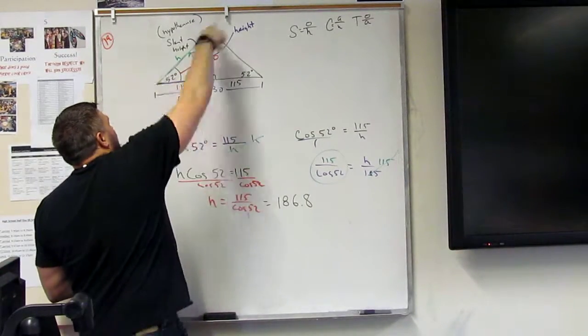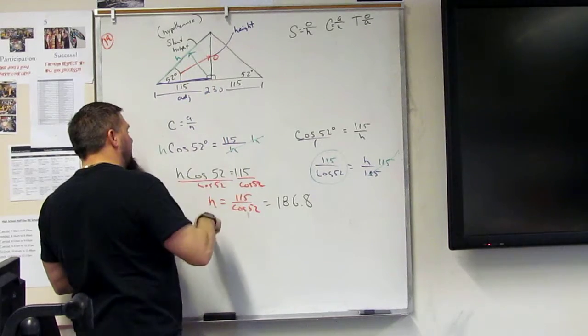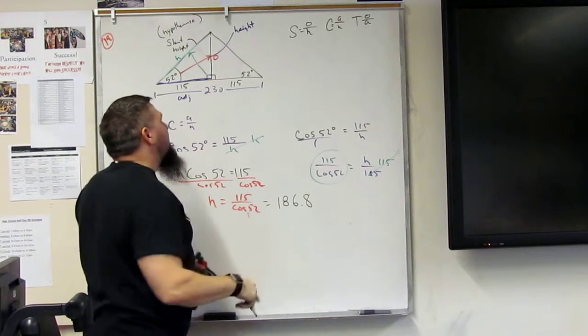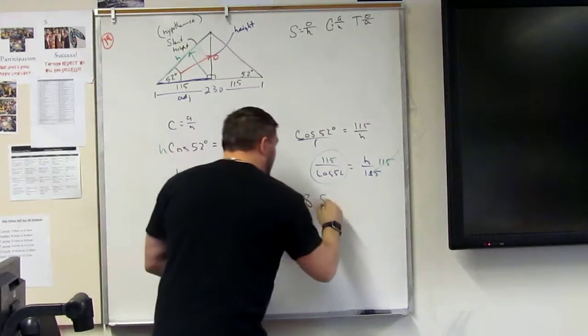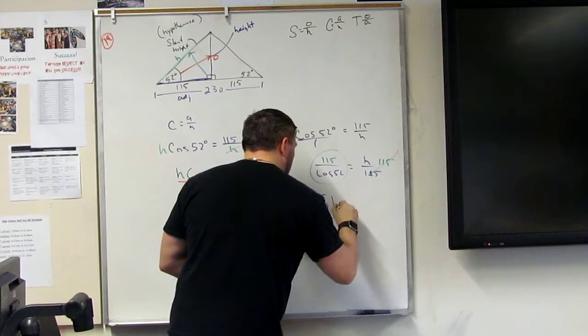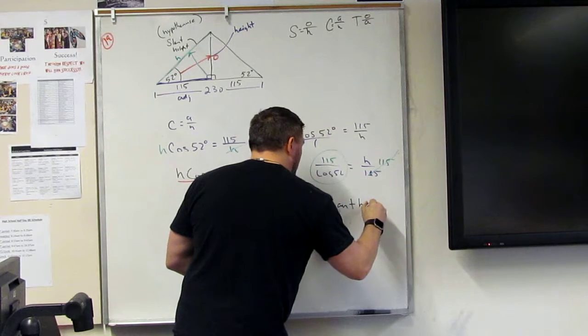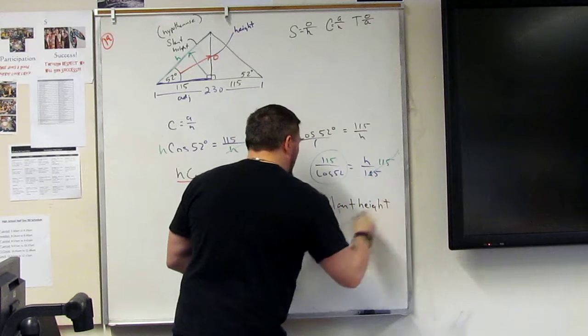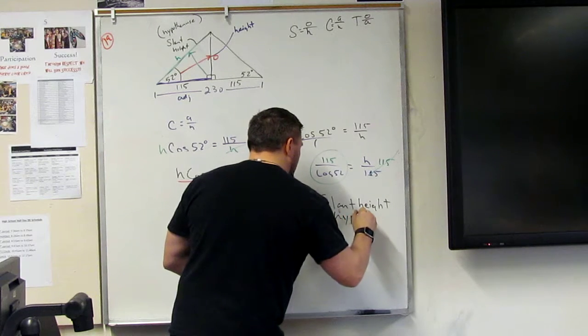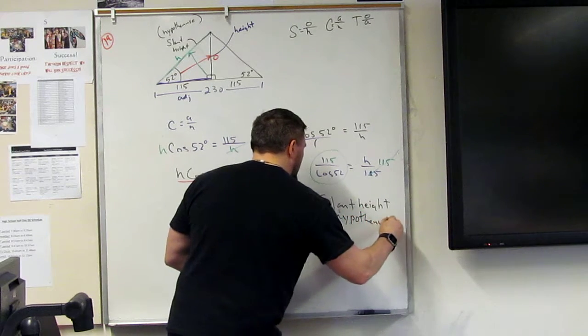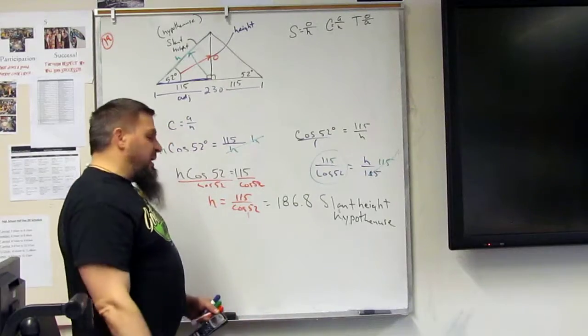So the hypotenuse H is the slant height, right? So this would be the slant height. That we call the hypotenuse. Is 186.8.